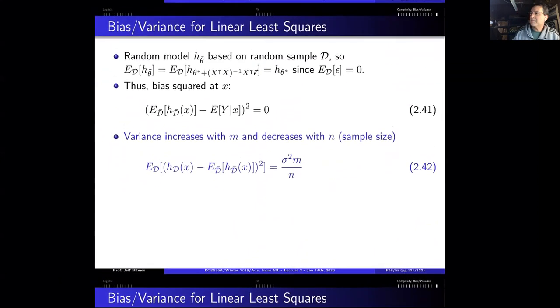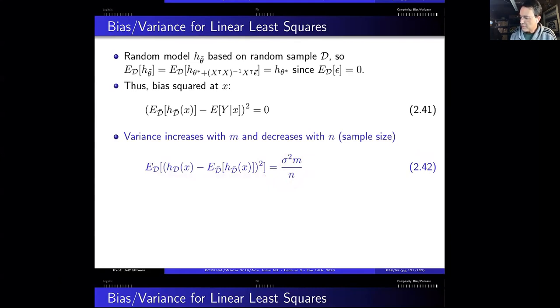The variance, and this is a really important equation, is not 0. Let's look at what the variance is again. The variance is equal to the expected value, with respect to D, the training data set, of h of x minus the mean of the estimator, quantity squared. And with a little bit of algebra, we can show that the variance is equal to this expression. First of all, it is related to sigma, the same sigma that produced the noise, which represents the sensor measurements.